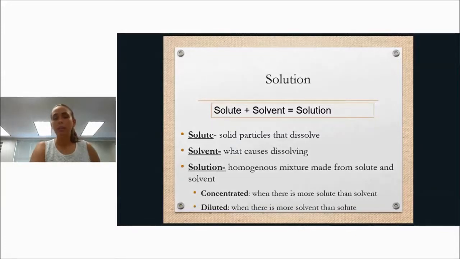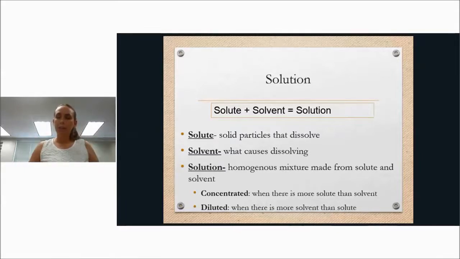A substance in a solution is concentrated when there is more solute than solvent, and it's dilute when there is more solvent than solute. So if you think about this, we'll use salt water as an example. If you put salt into water and it becomes very, very salty, and maybe you wanted to boil some pasta or something, then it has become more concentrated.